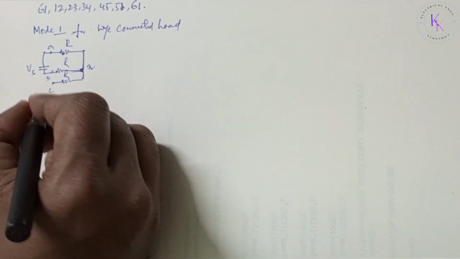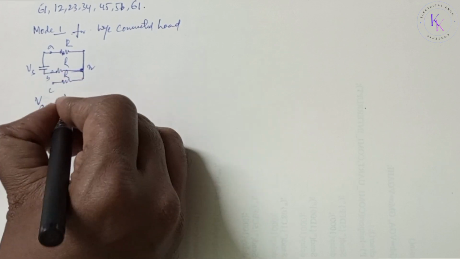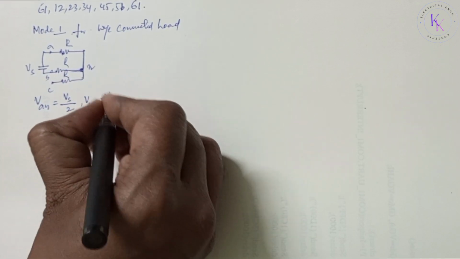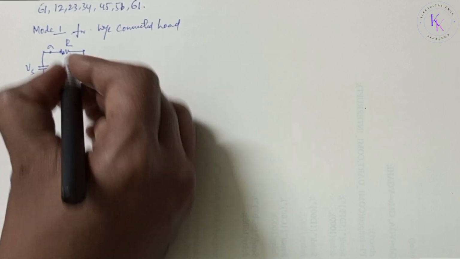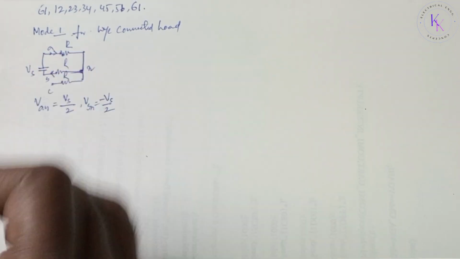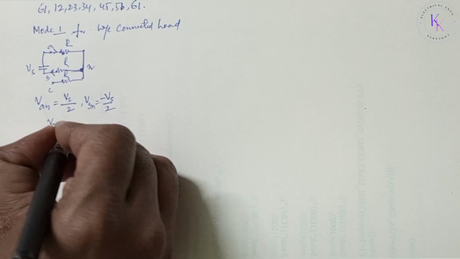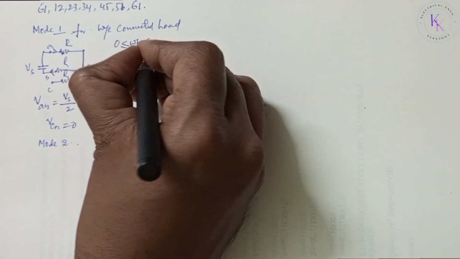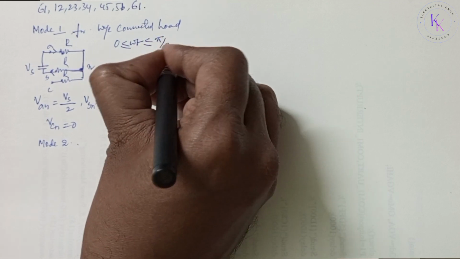Then VAN equals Vs by 2, and VBN equals minus Vs by 2 as the current flows from A to B, and VCN equals 0. This is for 0 less than or equal to omega t less than or equal to pi by 3.